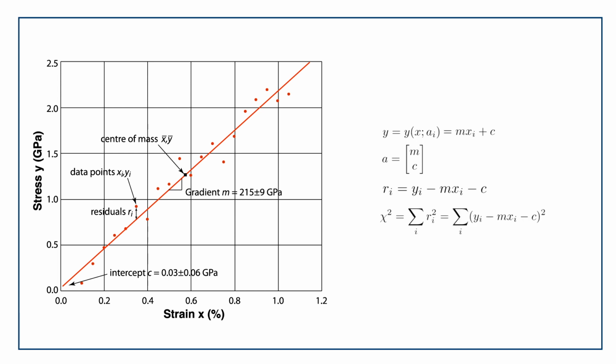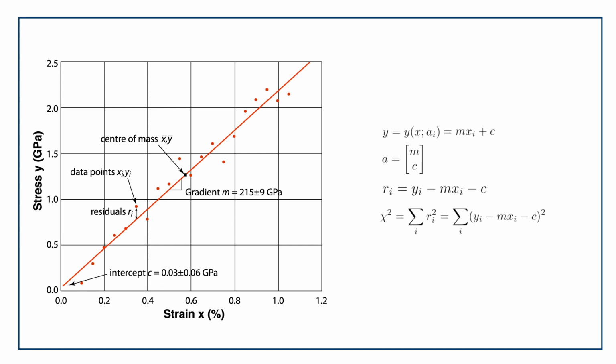Now, in order to find the optimal value of m and c, let's first define a residual r, which we define as the difference between the data items, yi, and the predicted location of those on the line at y, which would be mx plus c. So r is yi minus mxi minus c.